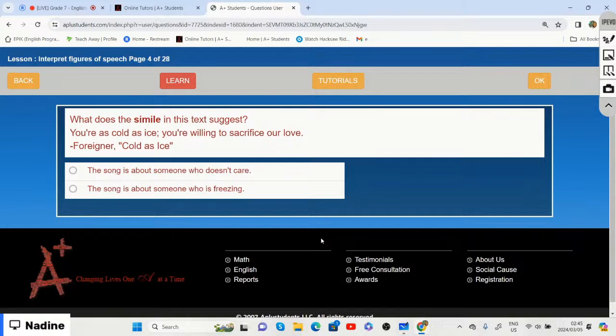What does the simile in the text suggest? You were as cold as ice. You are willing to sacrifice our love. The song is about someone who doesn't care or someone who is freezing. So it's either about someone who doesn't care or someone who is freezing.